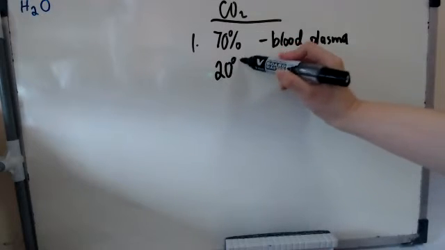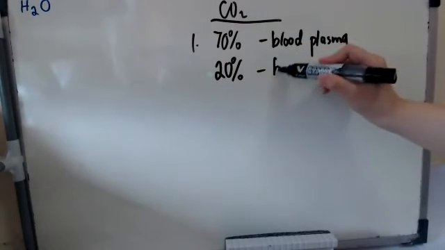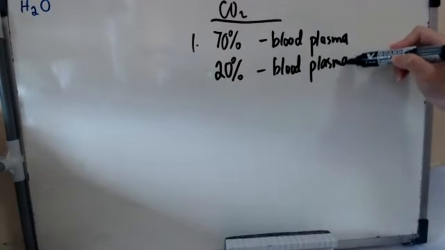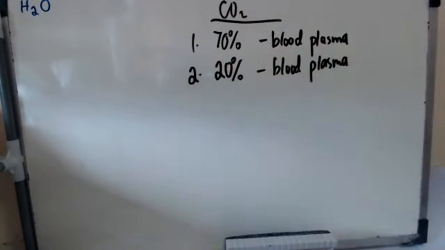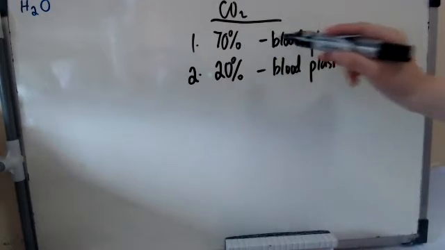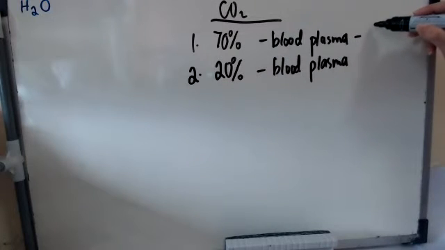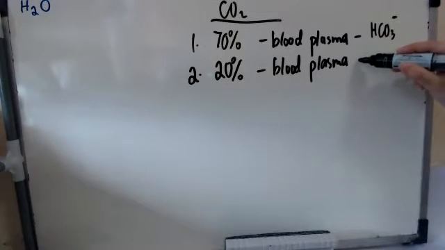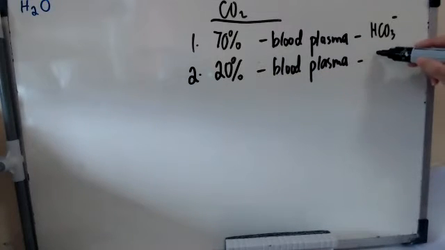20% is through the blood plasma as well. You might be wondering why. Okay, 70% is in the form of hydrogen carbonate ions, HCO3 minus, while 20% is in the form of carbon dioxide dissolved in the blood plasma.